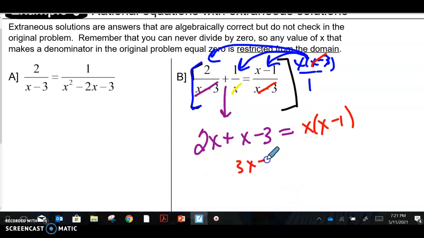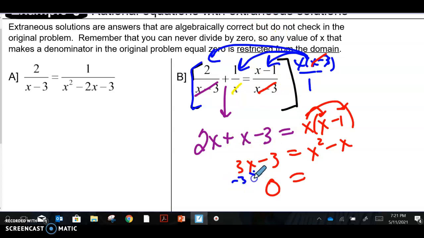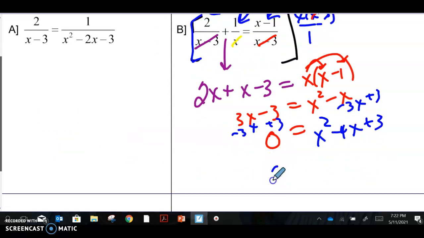2x plus x is 3x. If I distribute through here, I get x squared minus x. Oh, I have an x squared, so I'm going to move everything to the other side. That means I'm subtracting 3x. That's a negative 4x. I'm adding 3. And there we have my quadratic set equal to 0.